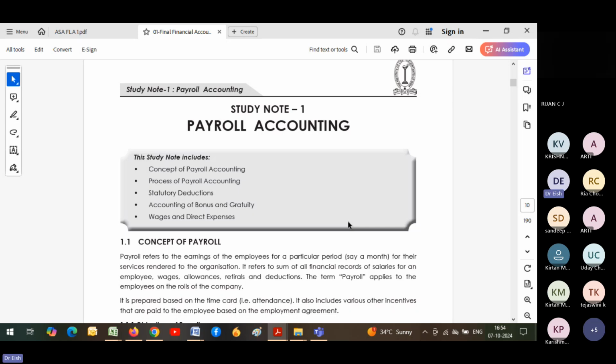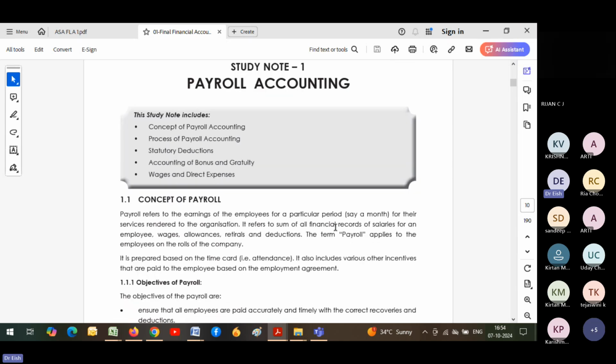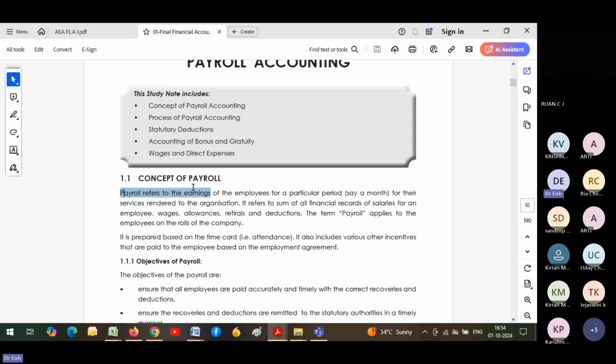Okay. So what is the concept of payroll? And I am reading the para for you so that you also understand. Payroll refers to the earnings of the employees. So it refers to the earnings. The person has got this earning from the work he has performed in the office or the job which he performs. So whatever he earns, that will come in the payroll. Okay. For a particular period, say a month.